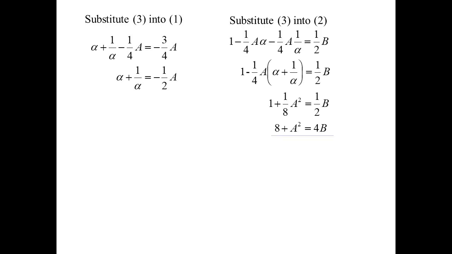If I substitute the third one into the first one, I end up with alpha plus 1 on alpha is minus a half a. If I now substitute the third one into the second one, I get 1 minus a quarter a alpha minus a quarter a times 1 on alpha is equal to a half b, which I've factorised just a middle bit to get alpha plus 1 on alpha, because over there on the left-hand side, we've shown that that's minus a half a. So if I sub that in, I now have 1 plus an 8th a squared is a half b. Multiply everything by 8. I've got the relationship they wanted me to show.